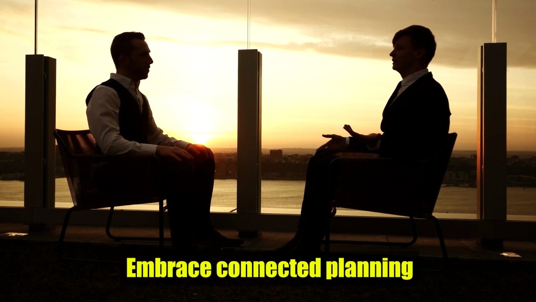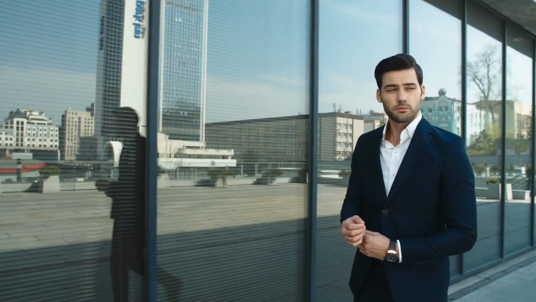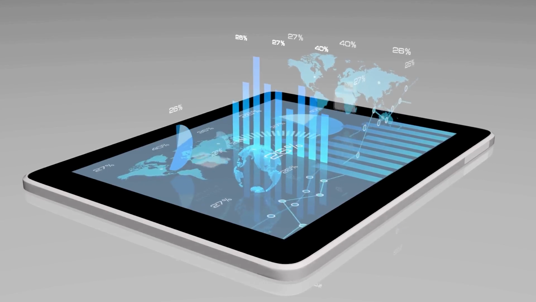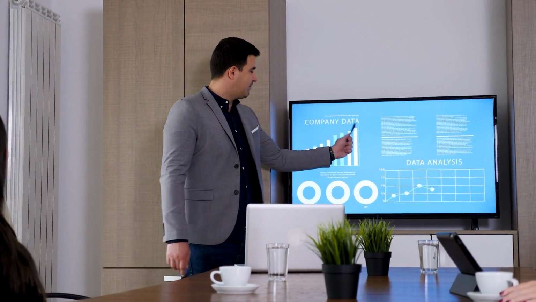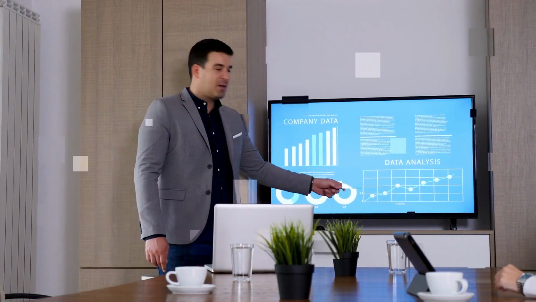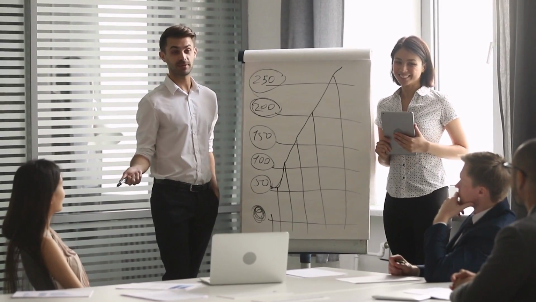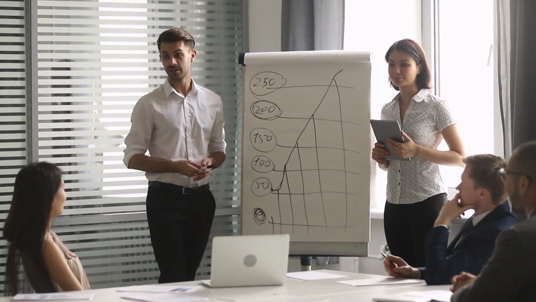Embrace connected planning. Siloed line-of-business planning might have sufficed before, but today the focus is on connected and continuous planning across the enterprise. Disruption has become a constant, and plans are now made to be changed, refined, and adjusted continuously. Successful CFOs are partnering with sales, marketing, HR, and operations to make faster decisions using connected, accurate, and timely information. In this new world, connected enterprise planning is not just a best practice, it is a necessity.